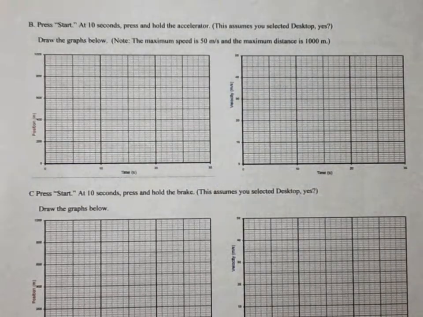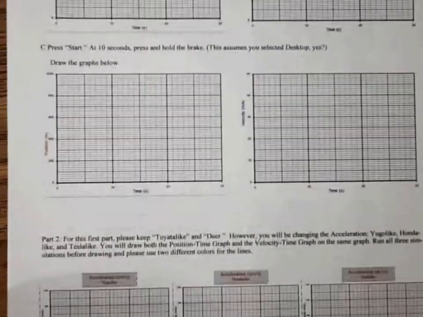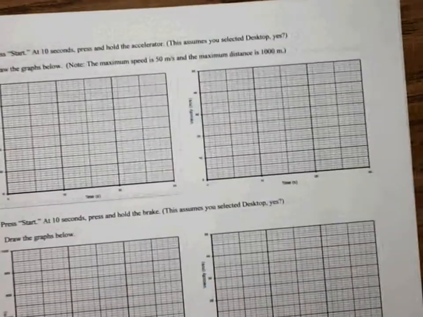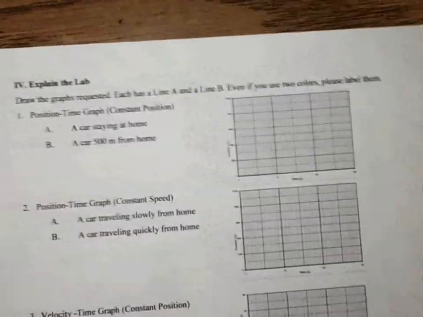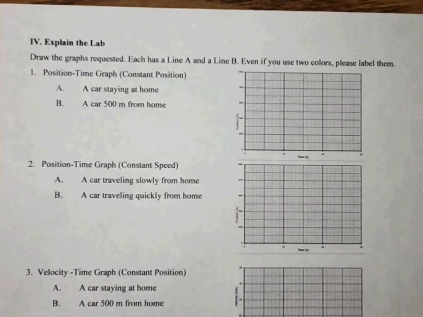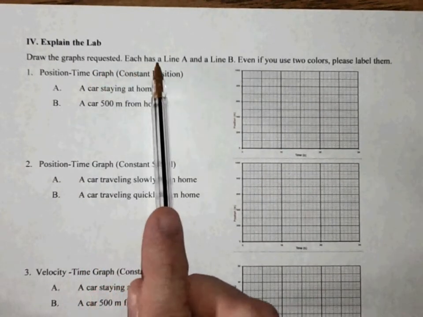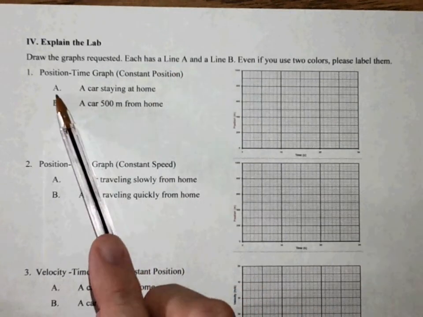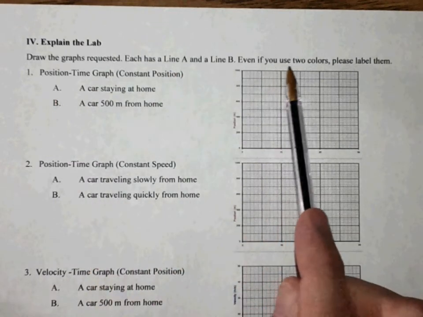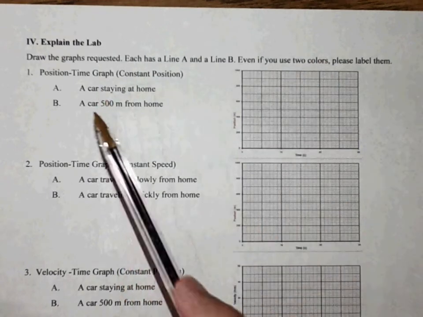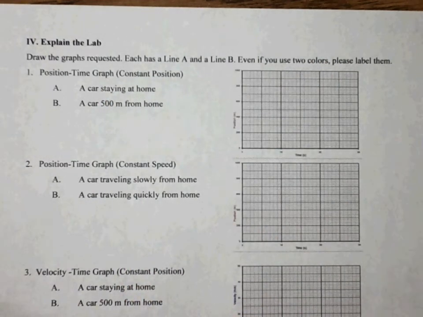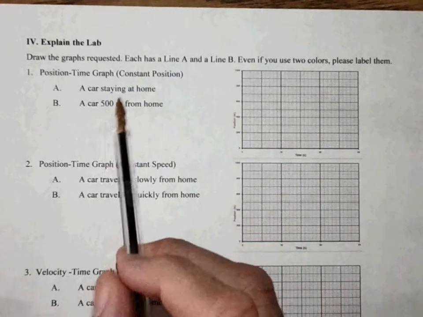So you went through the lab, several graphs to do, comparing velocity. Let's go ahead and look at part 4. Draw the graphs requested. Each has a line A and a line B. Even if you use two colors, please label them. So I do have red and black today, but I'm going to follow my own directions and try to label them as well. Okay.